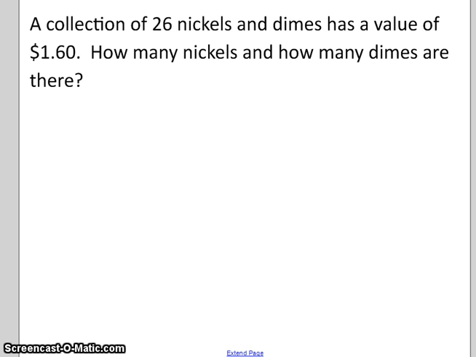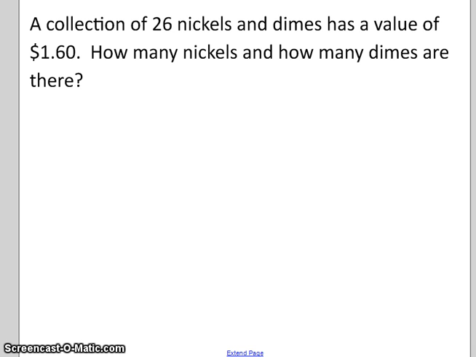Look at number 3. A collection of 26 nickels and dimes has a value of $1.60. How many nickels and how many dimes are there? Alright, this one's similar to the first problem, but now we're dealing with nickels and dimes. These are our variables.